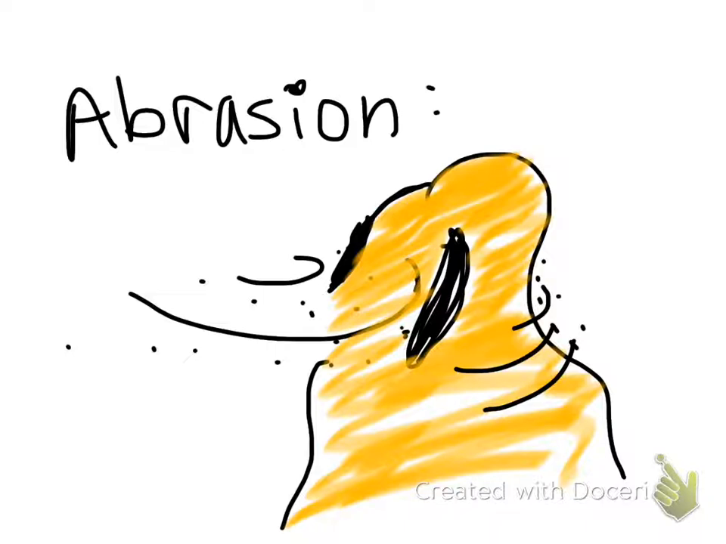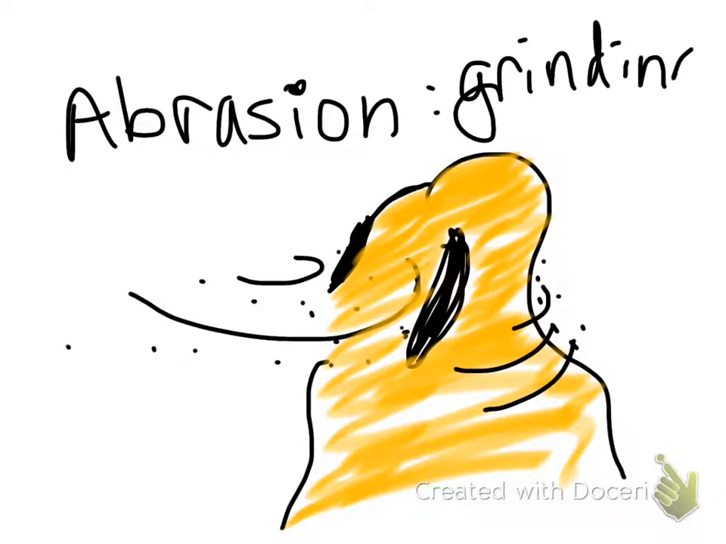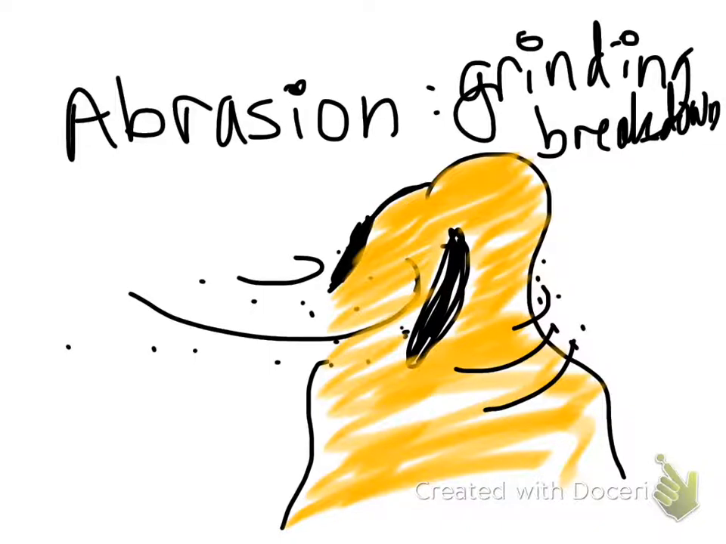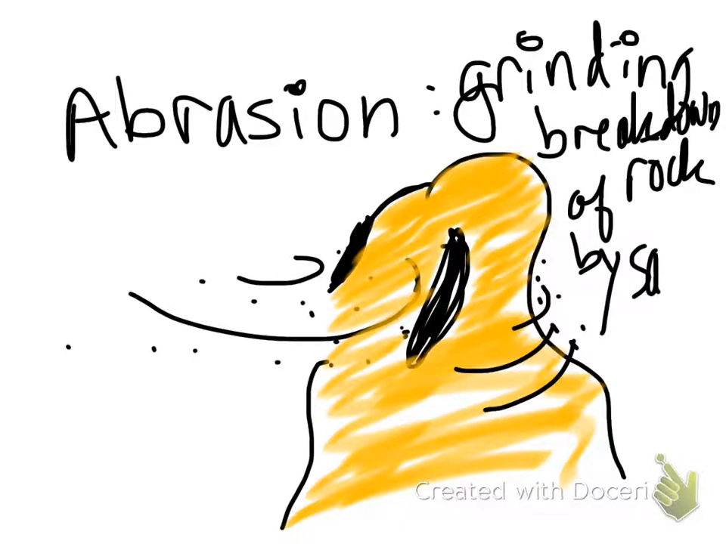So abrasion is the rubbing or grinding breakdown of rock by sand particles being thrown at it. It's kind of like sandblasting. You're going to polish or smooth your stone with sand by firing sand at a high, fast rate at it.